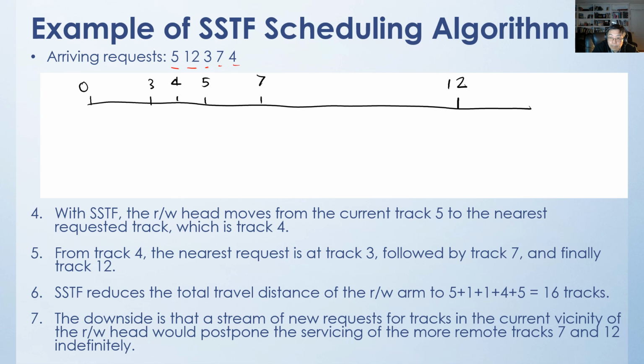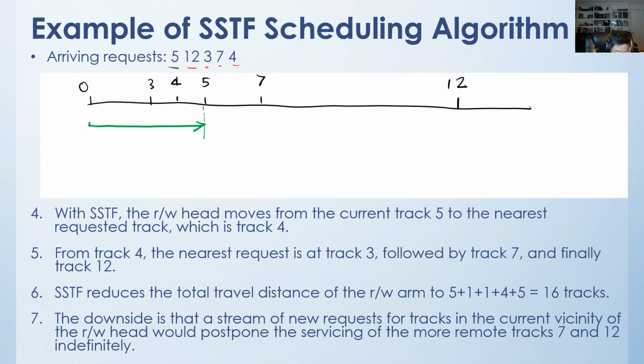Okay. So now with SSTF, the read and write head moves from the current track 5. First, you're going to travel from 0 to 5. That's the first one. Now during this time, the next track requests just arrived at 12, 3, 7, 4.